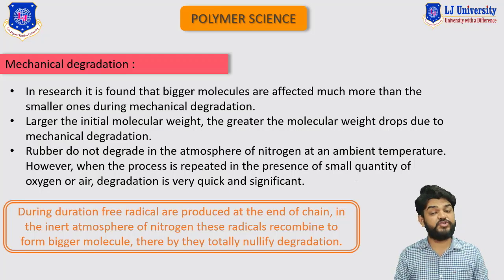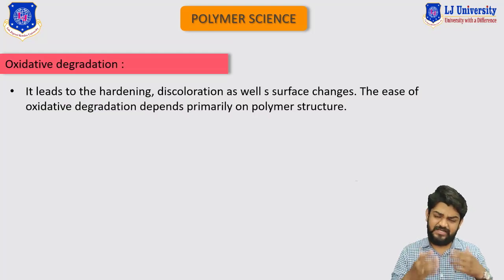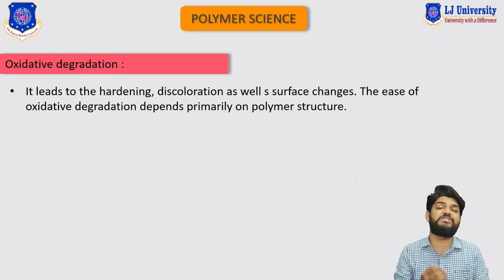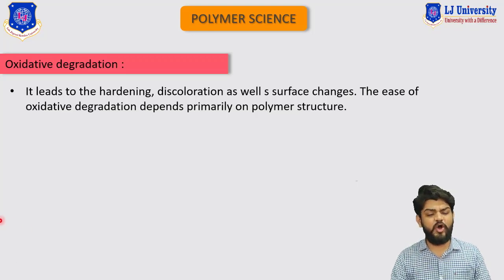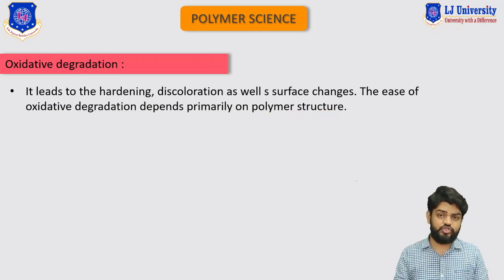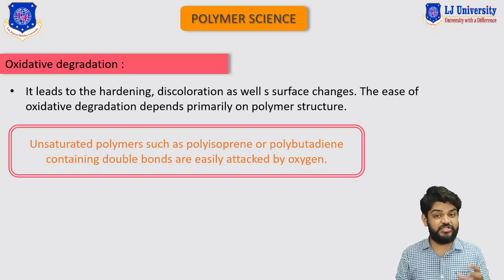Now let's focus on the second type of degradation, and that is oxidative degradation. As you can see here, oxidative degradation sometimes leads to hardening of the polymer, or even decolorization and surface changes. These are the different effects that take place with the oxidative degradation process. The ease of oxidative degradation depends on the polymer structure. This can also be asked in an MCQ exam: oxidative degradation depends on what parameter? You have to write the properties, or you can say the structure, of the polymer.